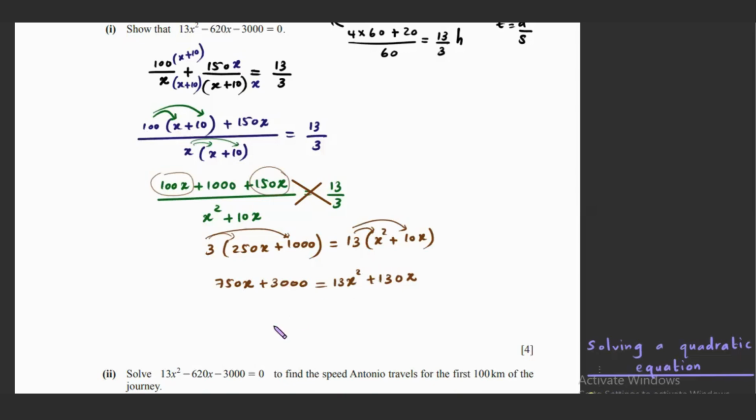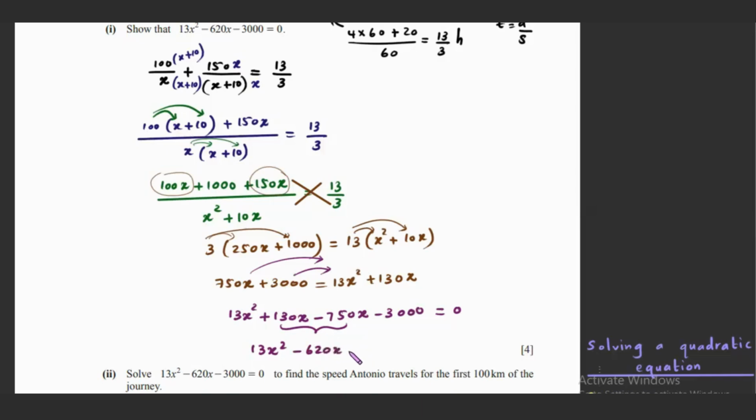So I'm going to take the 750x that I have here and the 3000 to the other side. So I already have 13x squared plus 130x. The 750x goes to the other side and becomes minus 750x, and the 3000 becomes minus 3000, and this is equal to 0. I'm going to combine the like terms, so I will have 13x squared, and 130x minus 750x is equal to minus 620x.